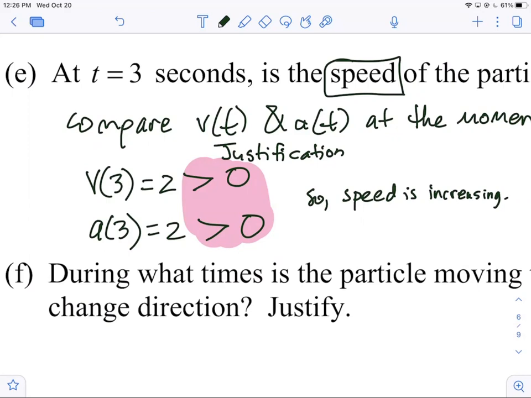Okay. And you don't even have to say at this point, these are both positive. You just say V of 3 is greater than 0, A of 3 is greater than 0, therefore speed is increasing.